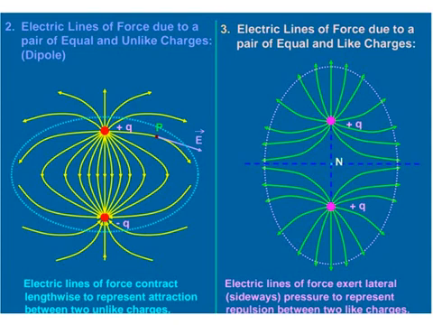In the second part, the field lines of two equal and positive point charges are shown, and they seem to exert a lateral pressure as if the two charges are being pushed away from each other. This explains the repulsion between the two like charges.